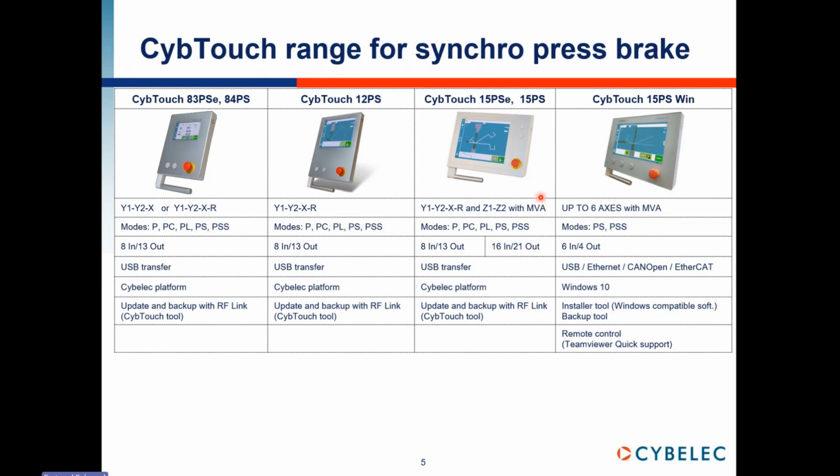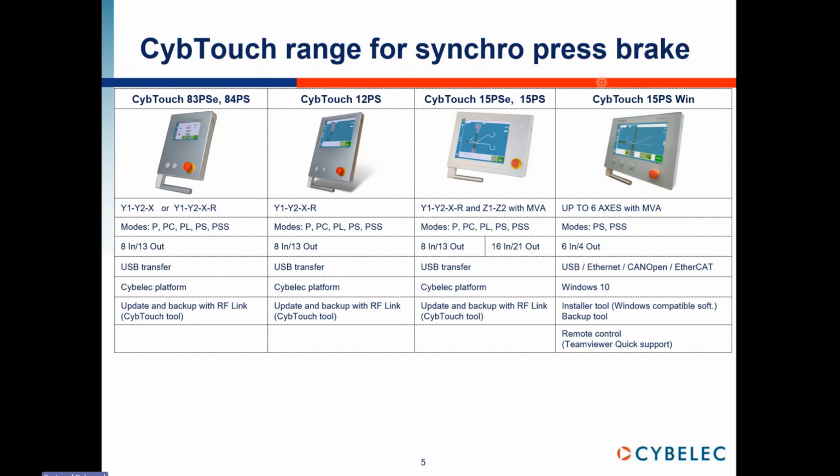And with the CybTouch 15PS and PSE, you can add Z1 and Z2 with a MVA model. And with this CybTouch, all modes are available. With these 3 CybTouch, you can transfer a part and load the parameters with a USB key. The software is based on a Cybelec platform, and you can update the software and load the parameters on your computer with the CybTouch tools.